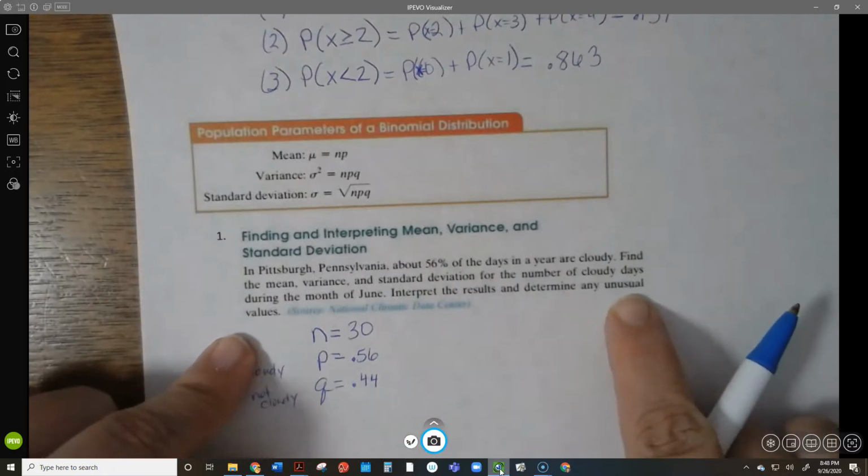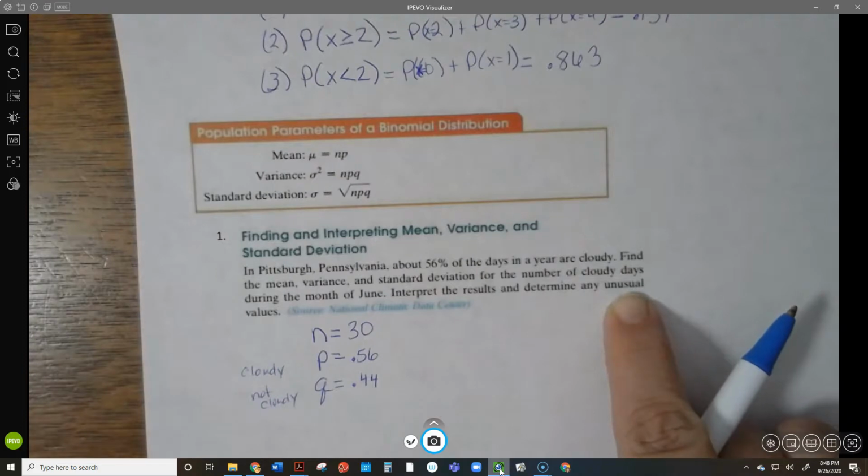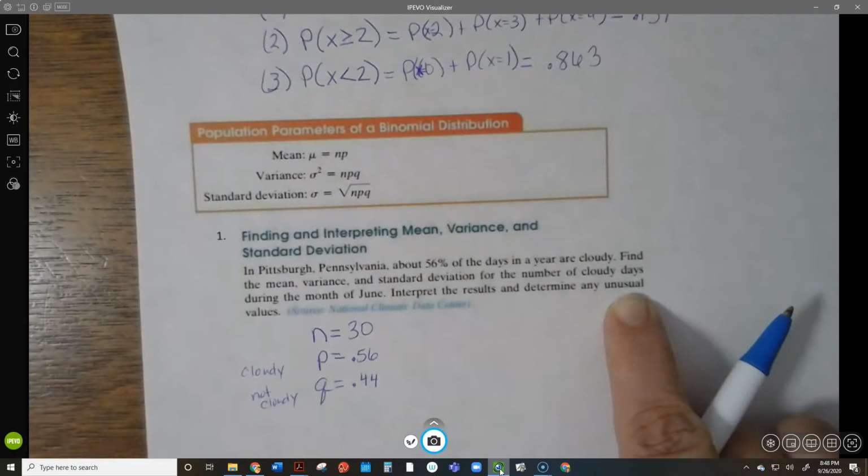Unusual values, we'll have to look that up. I think it goes back to that. There's a chart somewhere that tells us what's unusual. Let me see if I've got it referenced in here. No, I don't. I'll find it and tell you where it is.